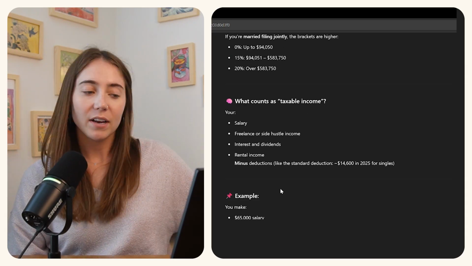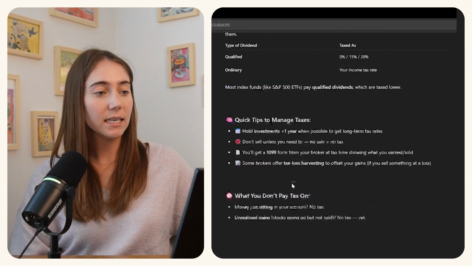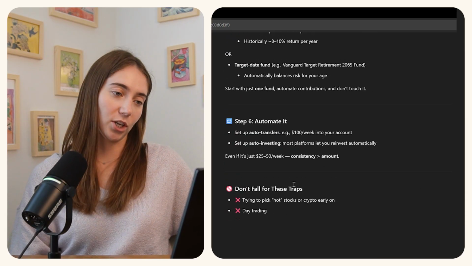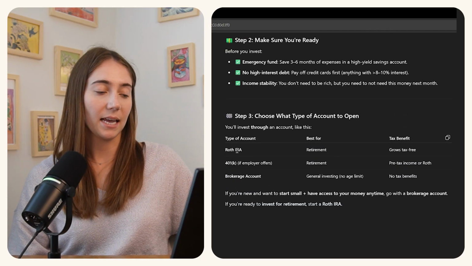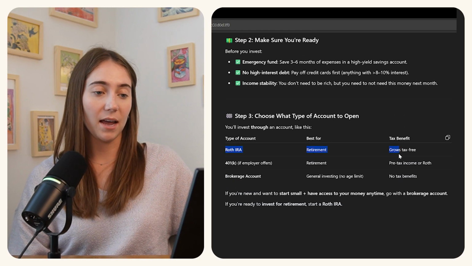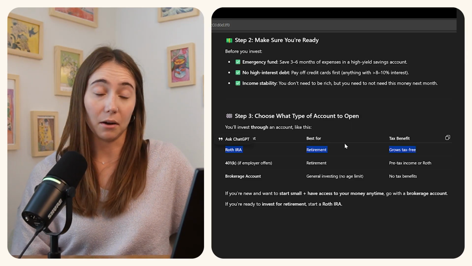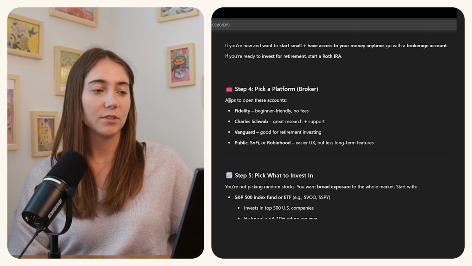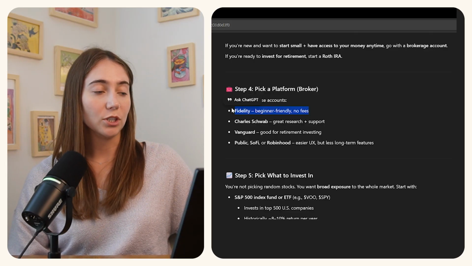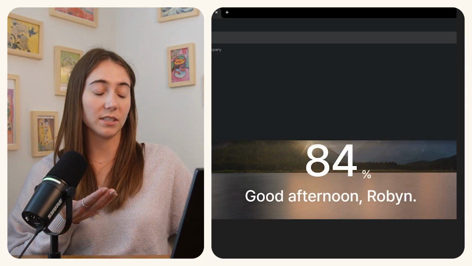There, I've gotten a little bit of an explanation of what it is and understanding of a brokerage account versus a Roth account. So then I'm going to go back to this, and I think the best account to start with for me is a Roth IRA because I know I want to retire one day and I'm okay not having access to this money. Picking a platform. So it's saying Fidelity is beginner free and no fees. So I would just go through Fidelity in order to set up an account.